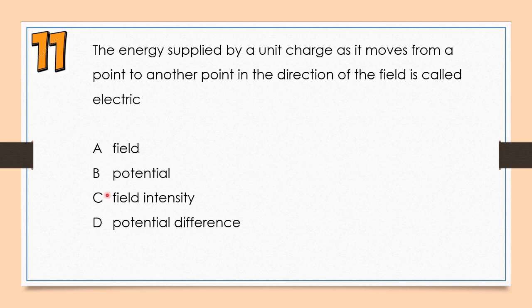For question number 11, the energy supplied by a unit charge as it moves from a point to another point in the direction of the field is called electric. So if you look at this statement, it is from a point to another point. So actually it looks like we calculate the difference. Because of that, this definition refers to the definition of electric potential difference. The answer is D.